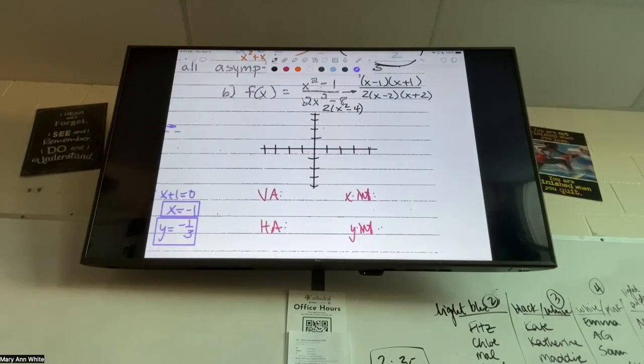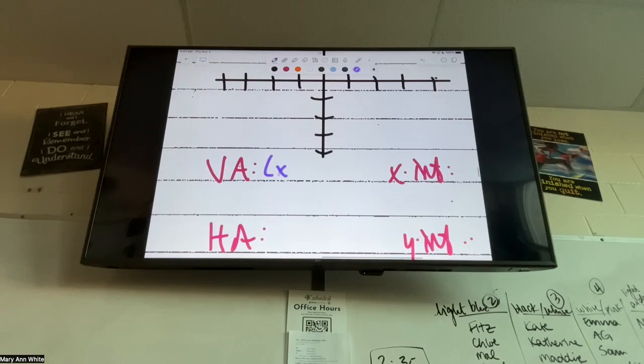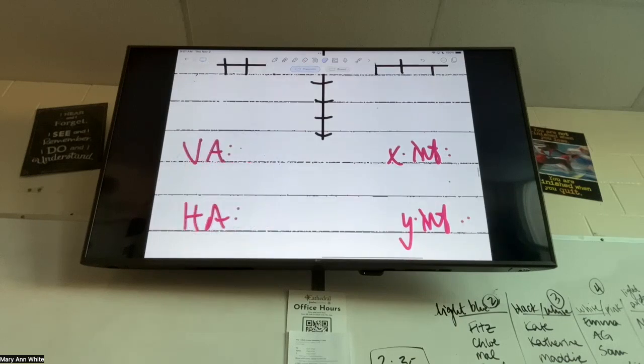Vertical asymptote, what do I do for vertical asymptote? Denominator equals 0, so I get x minus 1 times x plus 1 equals 0. And so x equals, oh, so sorry. Did you guys tell me the bottom too? And I just messed up. I got really excited. I'm so sorry. Okay, let's try that again. 2 times x minus 2 times x plus 2. Is that the right one now?